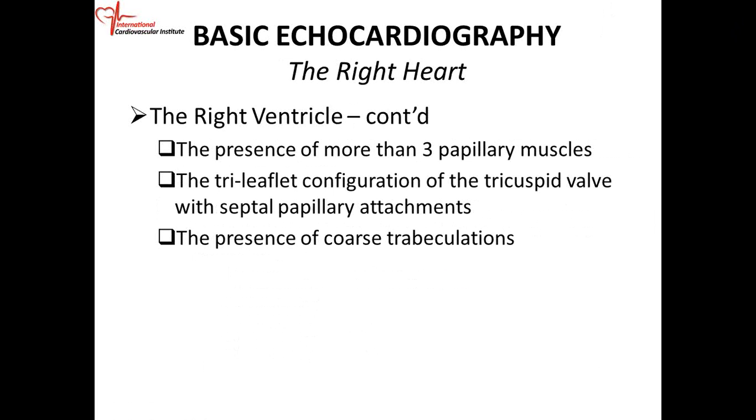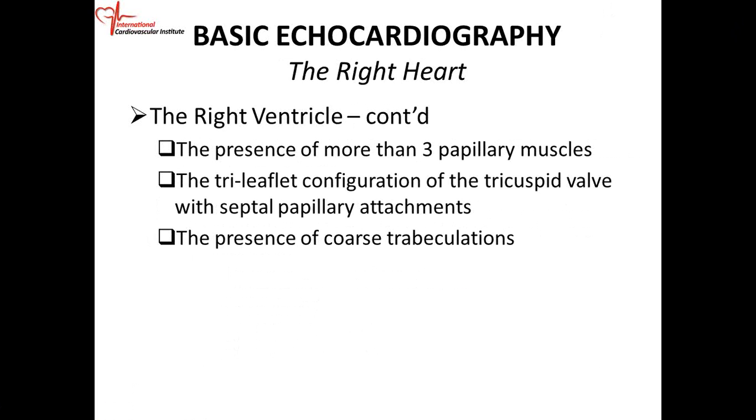All right, so the presence of 3 or more papillary muscles, and the trileaflet configuration of the tricuspid valve with septal papillary muscle attachment. Also, you have to know how to identify the different leaflets of the tricuspid valve. Remember, you have 3 leaflets in the tricuspid valve: a septal, an anterior, and a posterior. You have to know which is which, because it's fair game for them to ask you. And again, the presence of coarse trabeculations in the right ventricle.